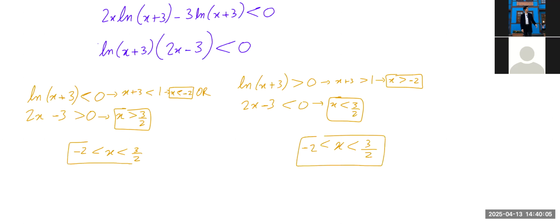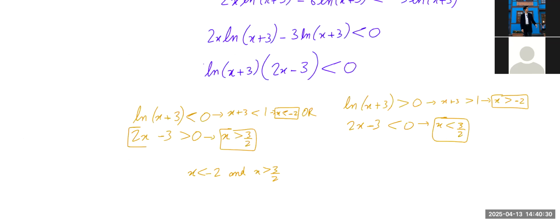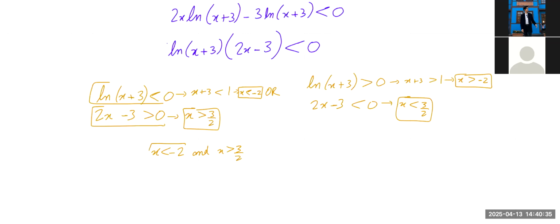Wait, no. Sorry. For this case, x has to be less than negative 2, or x has to be more than 3 over 2. Yeah, because you have opposites. But, no, sorry, and. Because you need both of these things to be true together. You need this to be positive and this to be negative, otherwise the whole thing cannot be negative. So you need x to be less than negative 2 and x to be more than 3 over 2 at the same time, which is impossible. So this answer doesn't count.